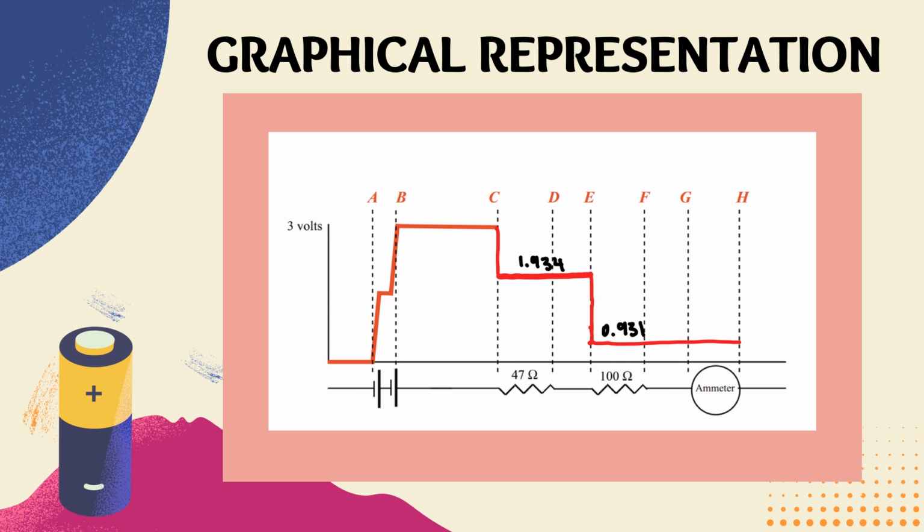Here is a graphical representation of the voltage drop, as you can see, across the 47 ohm resistor. I put a little label 1.934, and then 0.931 for the 100 ohm resistor. This is just a graphical representation of what I stated in the last slide about the voltage drop.